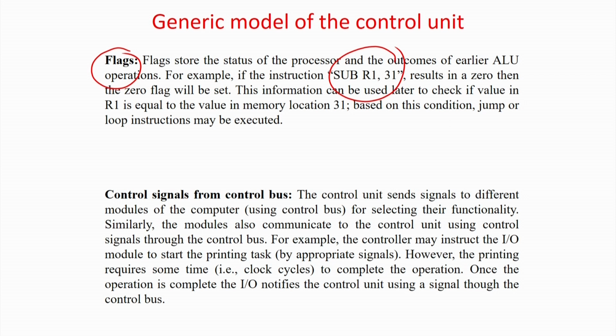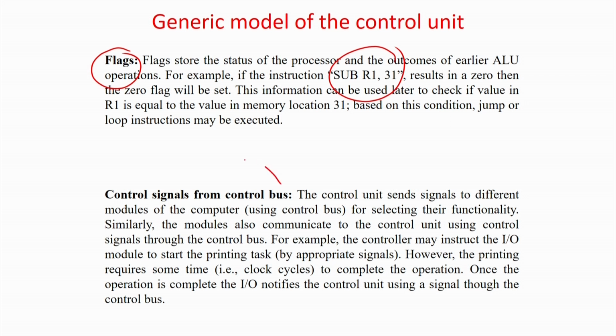That means, if the value 31 is equal to whatever value is in register R1, and the flag is set, then you jump to some other location; otherwise you do not jump, you just go to the next location. So, in this case you have to read the value of the flag. Of course, the control unit will require the flag signals to take a decision, so they are also inputs.